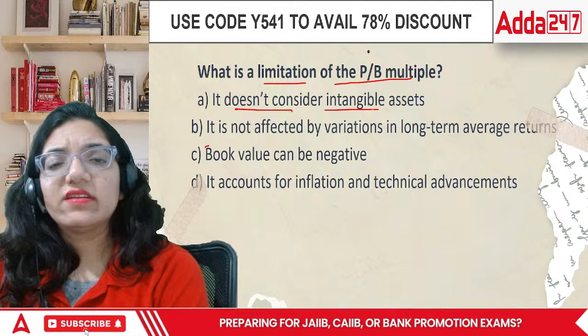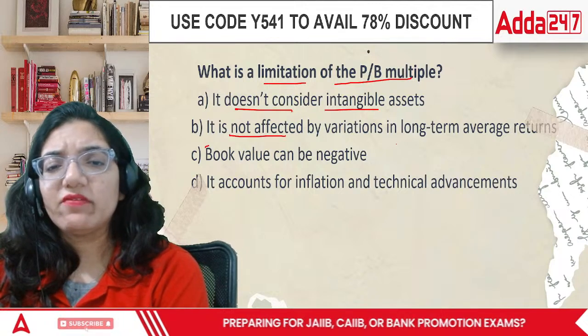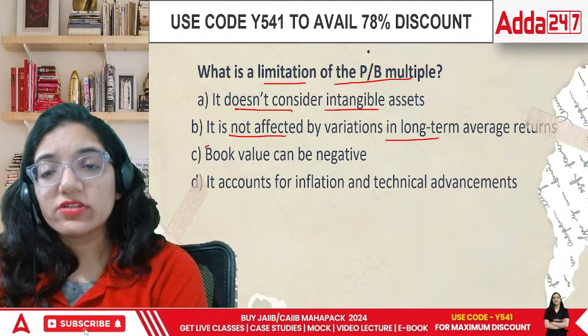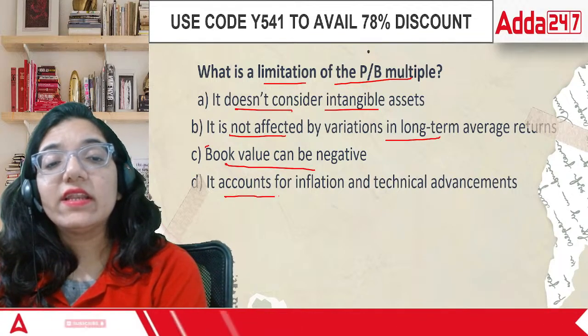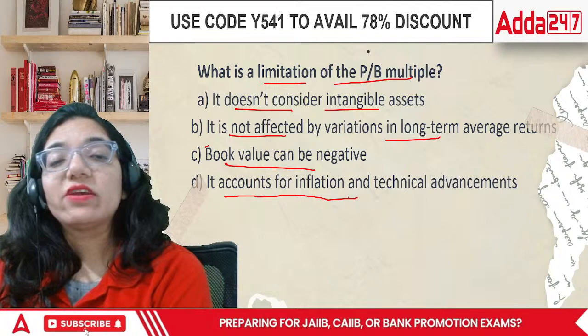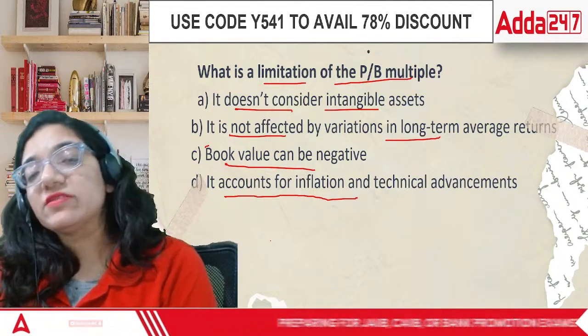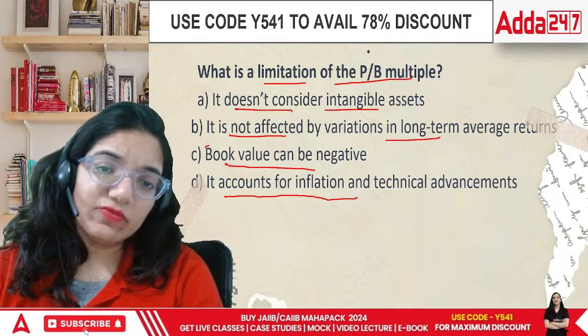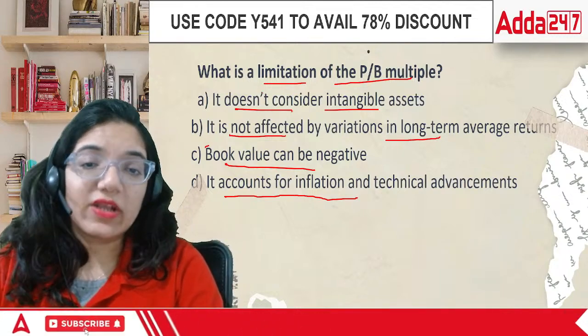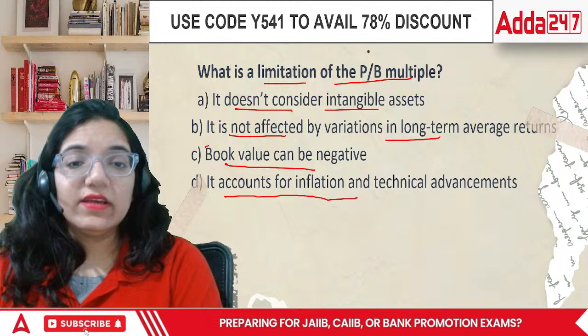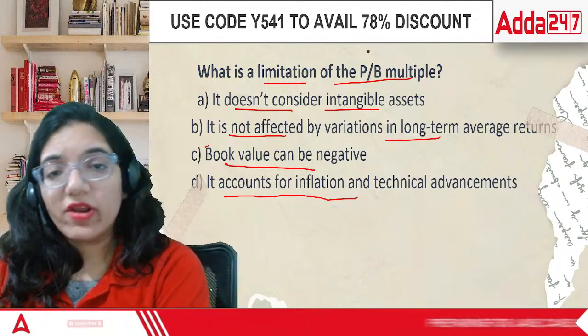It doesn't consider intangible asset. It is not affected by variations in long-term average returns. Book value can be negative, or it cannot. It accounts for inflation and technical advancements. To be very honest, you will never find the inflation portion becoming a part of it. Okay. Now, this is one of the points there.